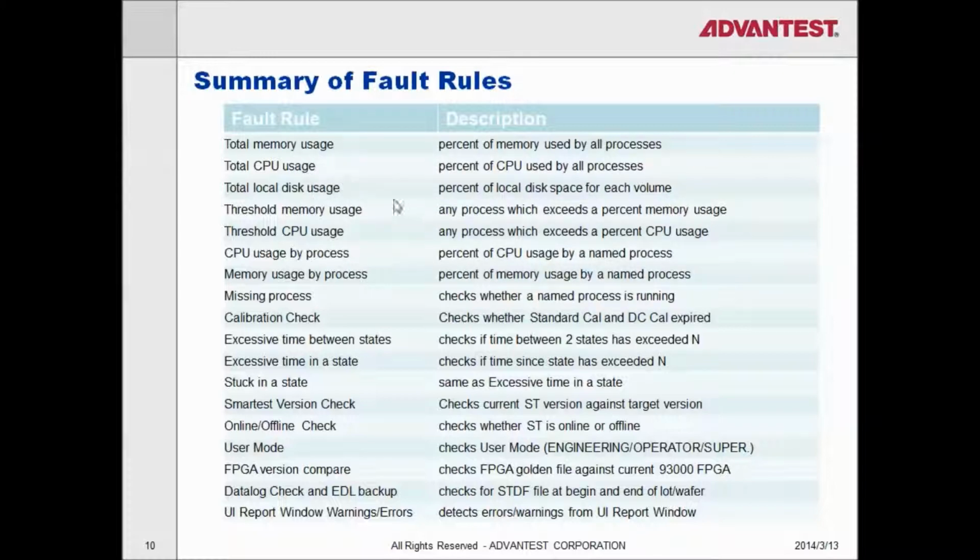We have the memory, CPU, disk usage. We have missing processes. You can check if a certain process is running. We can do calibration check. And a really useful one is excessive time between states. If it takes too long, for example, to kick off a lot to fill in the operator information, you could put a 5-minute time limit on that. And if the test cell sits there without that information being entered, it can generate a fault.